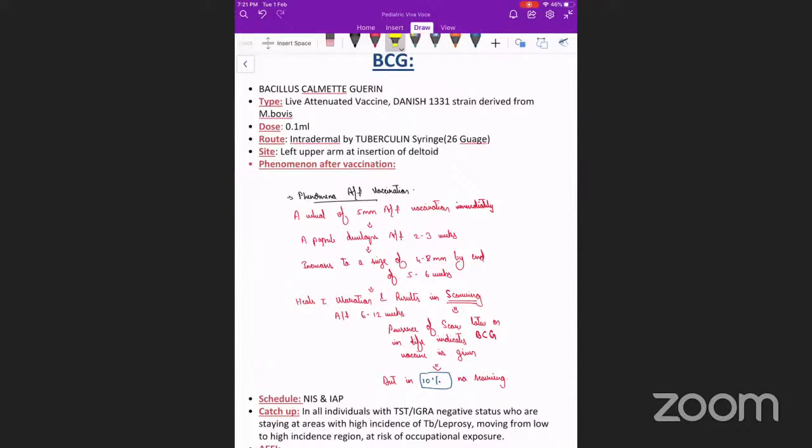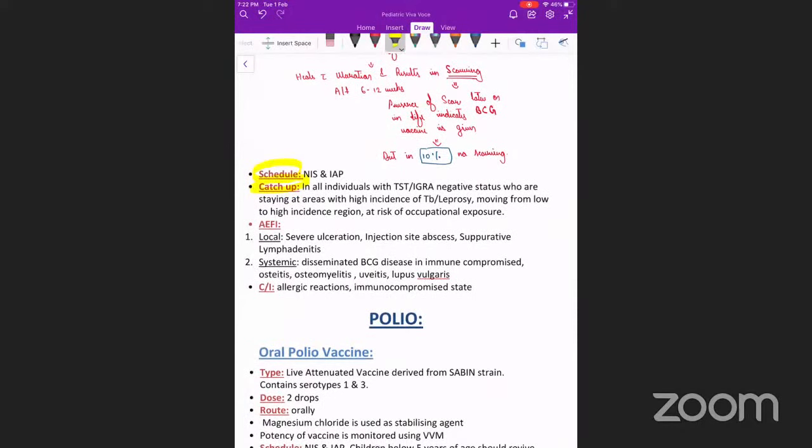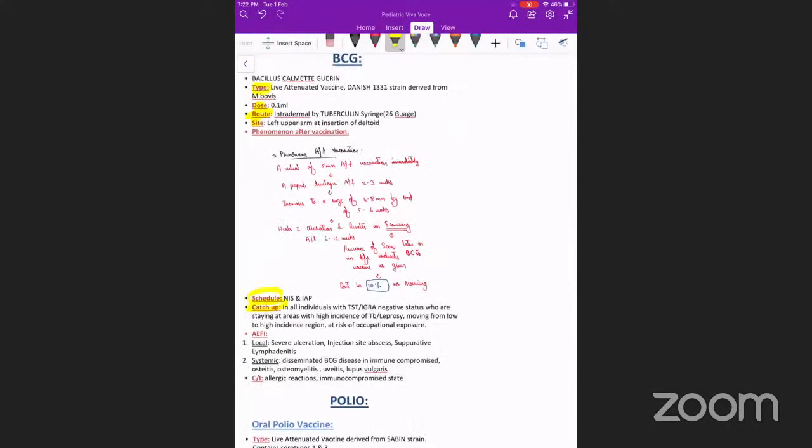Since you're going to go systematically, the headings you will be dealing with in the individual vaccine are: talk about the type of the vaccine, talk about the dosage, talk about the route, site, okay? Then what is the schedule? After telling the schedule, talk about the catch-up schedule. Then talk about any adverse effects that are there, and contraindications. So these are the headings under which you will talk about. Type, dosage, route, site, schedule, national immunization schedule and the IAP schedule, catch-up vaccination, adverse effects following the immunization, and contraindications, okay?